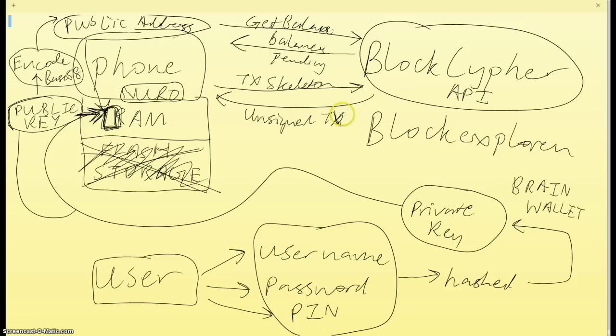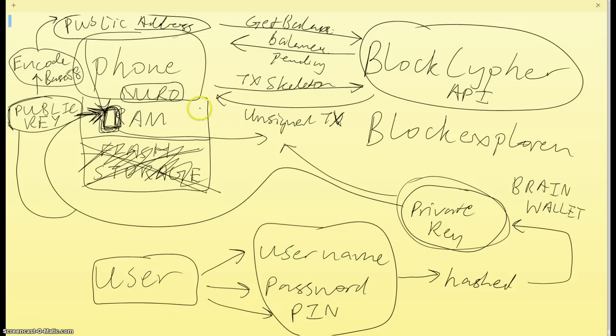Okay. And then here's where the magic happens. Nuro uses an ECDSA library, Elliptic Curve Digital Signature Algorithm library, which uses your private key and signs the transaction. Remember, this is all done in the phone, in memory, not in BlockCypher. BlockCypher never ever sees your key. So the private key from memory is used to sign this transaction, which is unsigned.